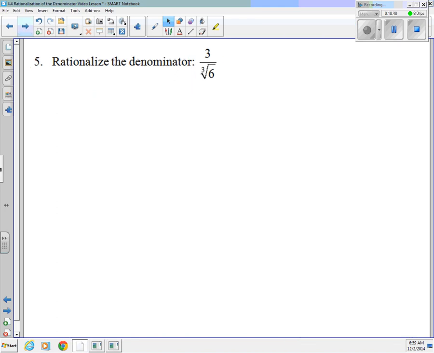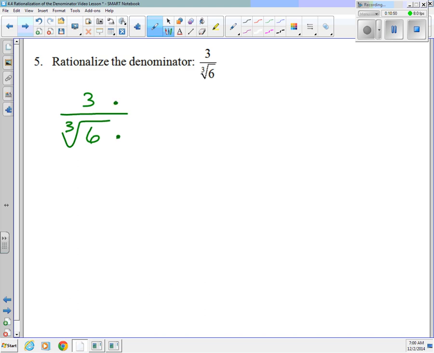Let's say I wanted to rationalize 3 over the cube root of 6. This is a little bit different. So you might be tempted to say, all right, well, I'll multiply top and bottom, not by the square root, but by the cube root. Now let's see what happens.